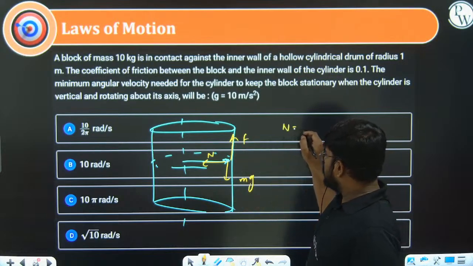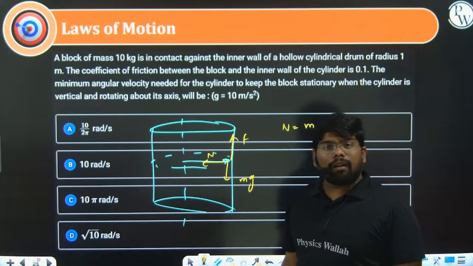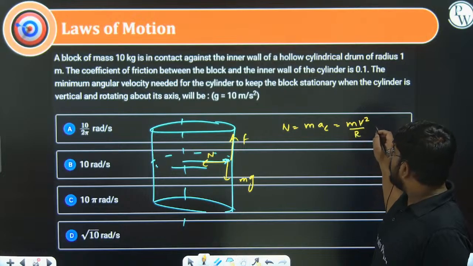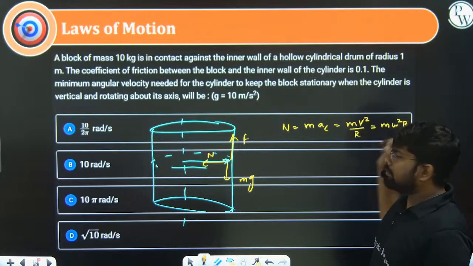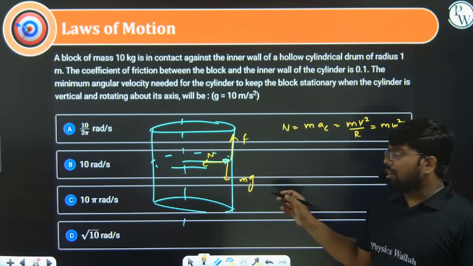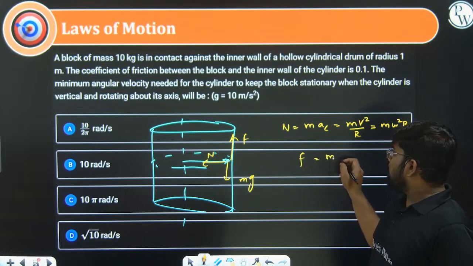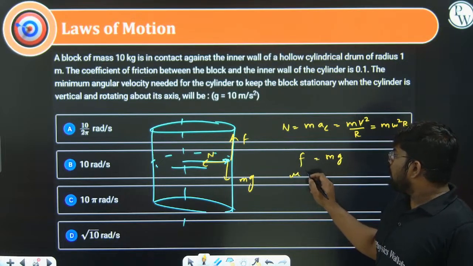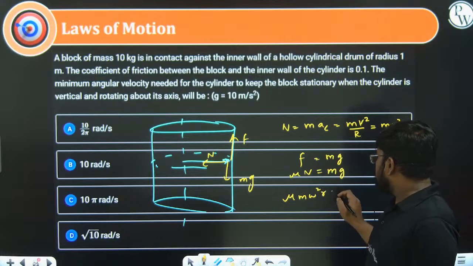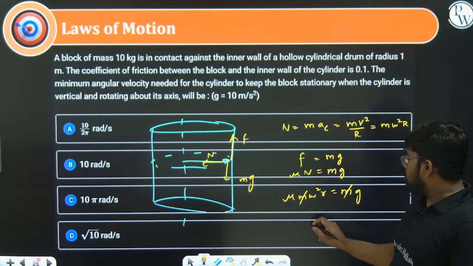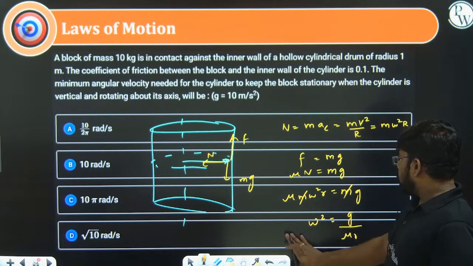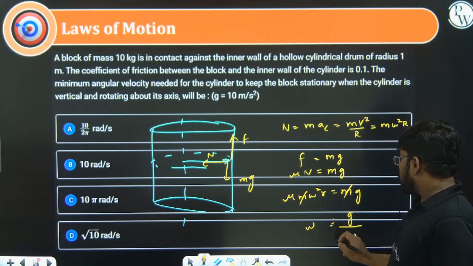So what is the normal reaction doing? It is providing the necessary centripetal force. And what is centripetal force? We can write mv square by r, or else we can also write m omega square r. Now, this normal reaction will provide the necessary friction also. F should at least balance mg, that is mu into N is equal to mg. So mu into m omega square r is equal to mg. M gets cancelled. Omega square is equal to g by mu r, and if you put the root over it, this is what will be coming out.